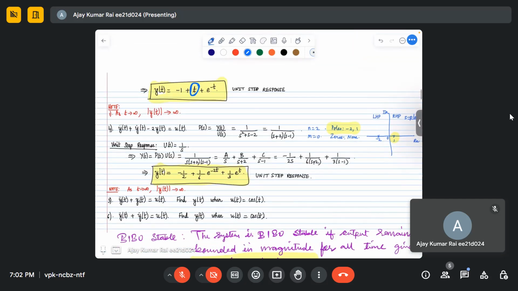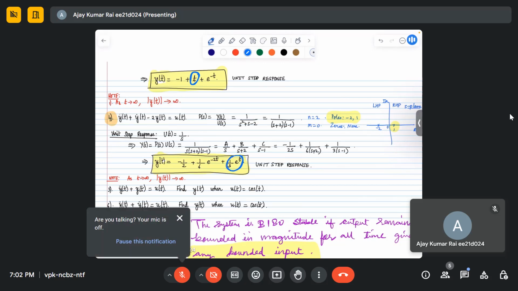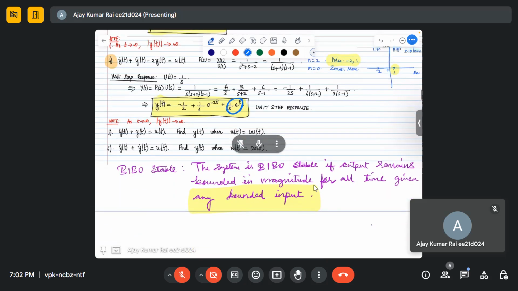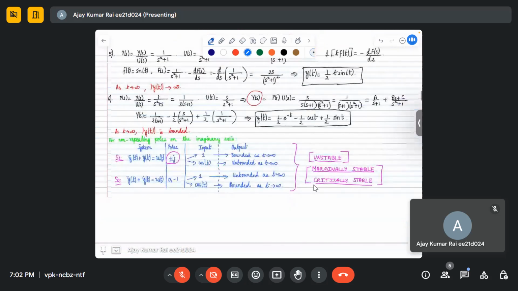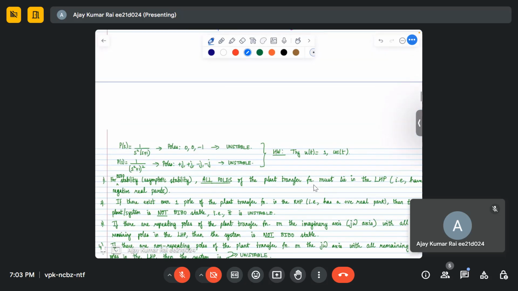Similarly, for the fourth question, one root was lying in the right half plane. That's why if you see the y of t, which is shaded, you're getting this term, e raised to minus t, and because of that, you'll get your output to be unbounded, right? So based on those discussions, we have defined this, right? You see this particular lecture.